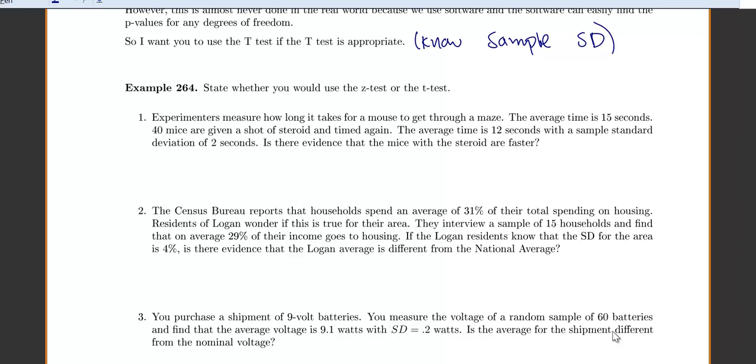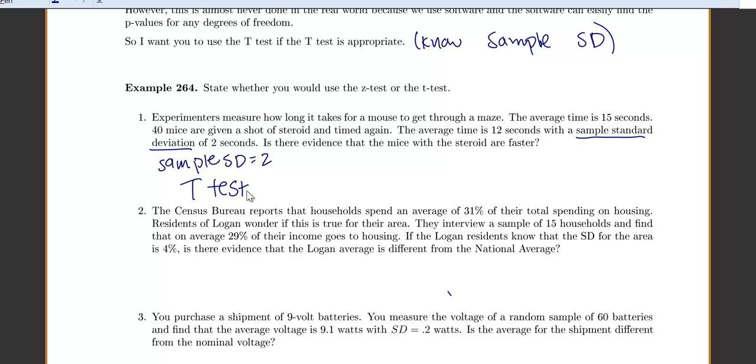So let's practice deciding if we should use the z-test or the t-test. Number 1, experimenters measure how long it takes for a mouse to get through a maze. The average time is 15 seconds. 40 mice are given a shot of steroids and timed again. The average time is 12 seconds with a sample standard deviation of 2 seconds. Sample standard deviation. So because we have the sample SD of 2 seconds, we're going to have to use the t-test.